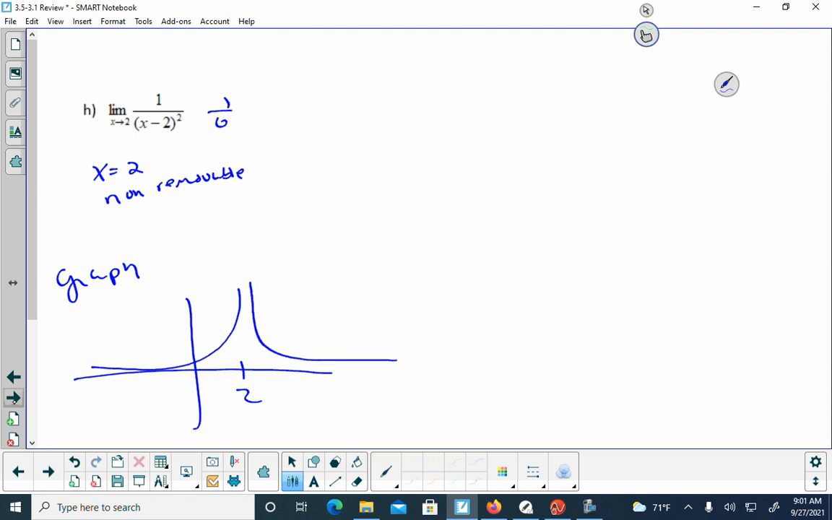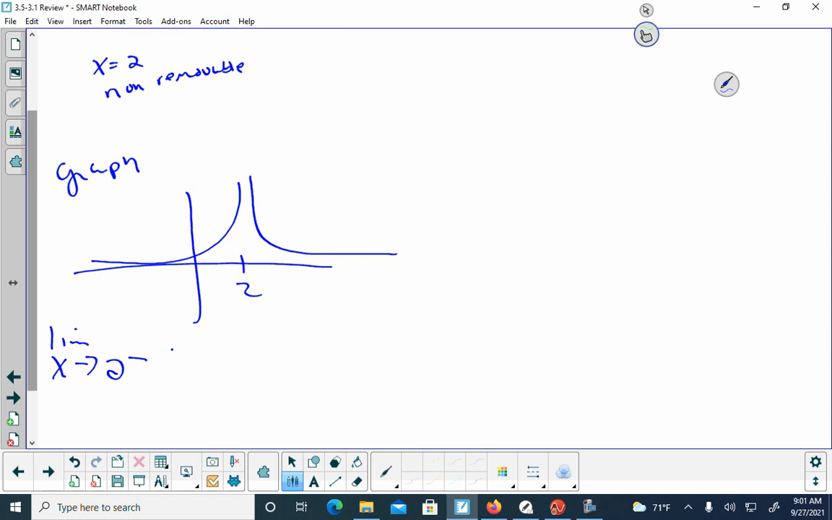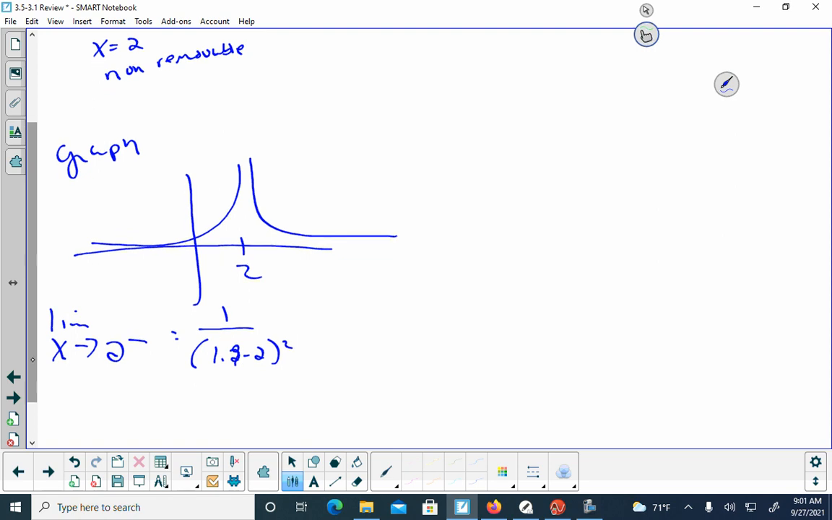Something that looks like this. Or if I wanted to test it, let's test it. If I wanted to pick, as x approaches 2 from the left, I would pick like 1.9, so that would give me 1 over (1.9 minus 2) squared. Well, that would be a negative 0.1 squared. It's still going to be positive, so this would be positive over positive, which would be positive infinity.